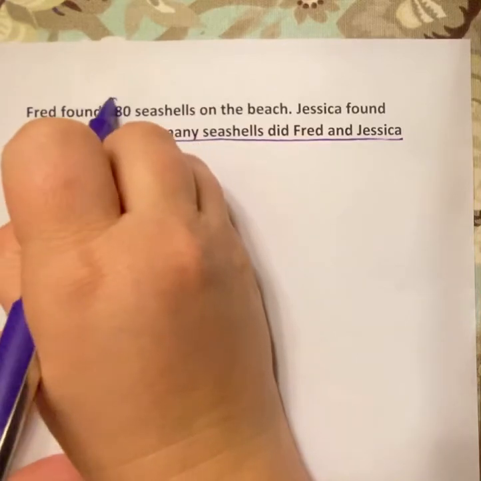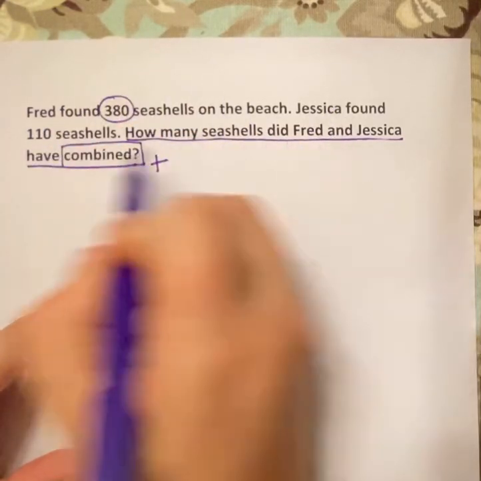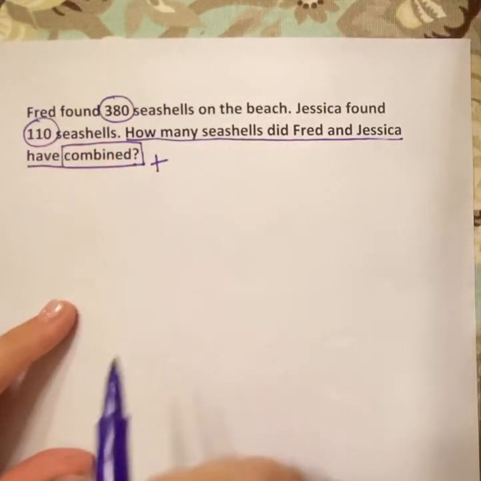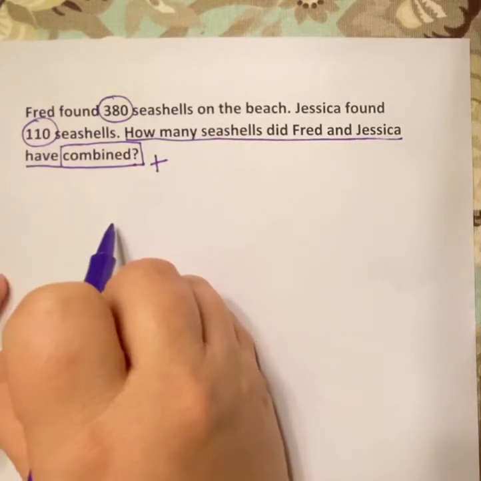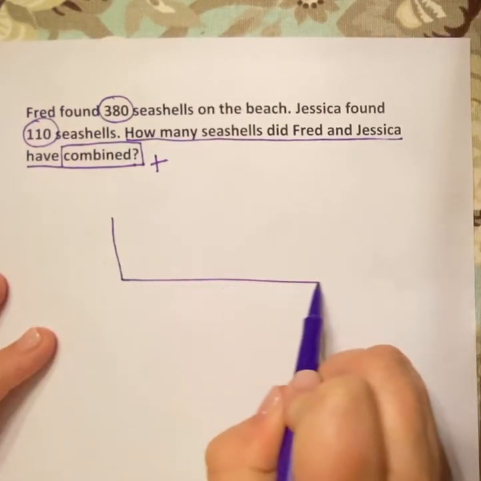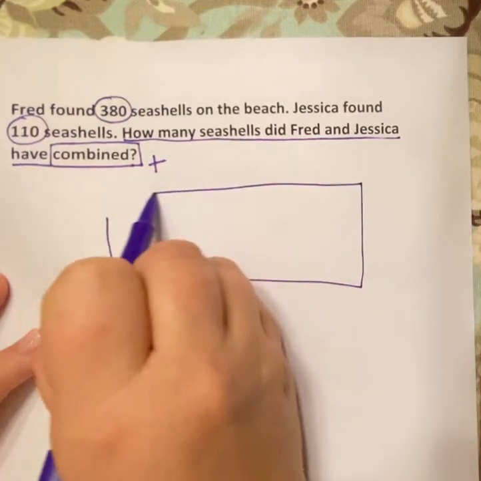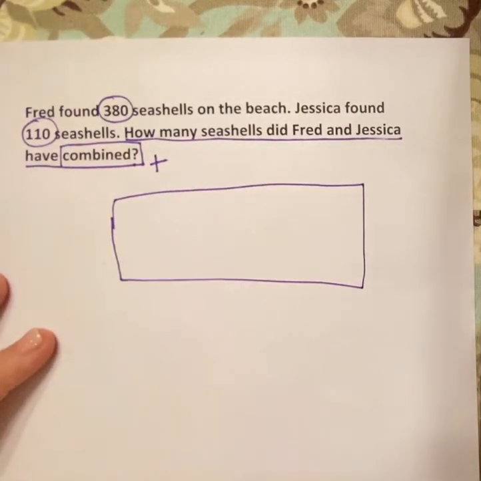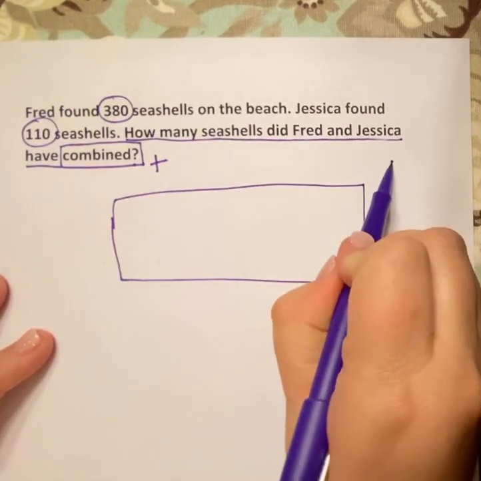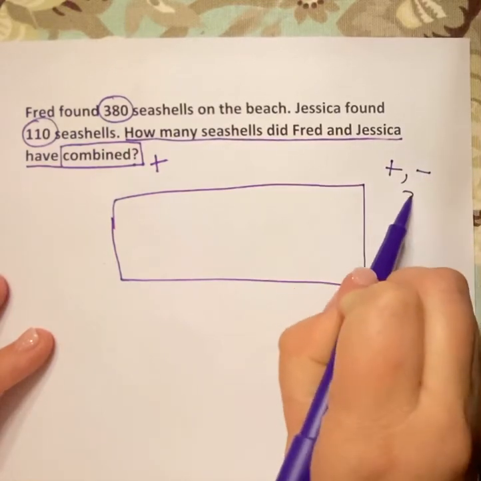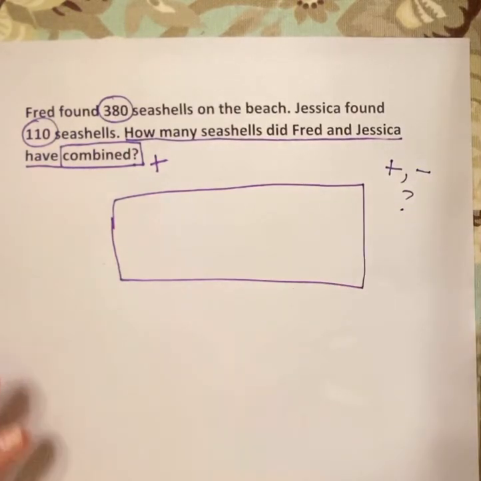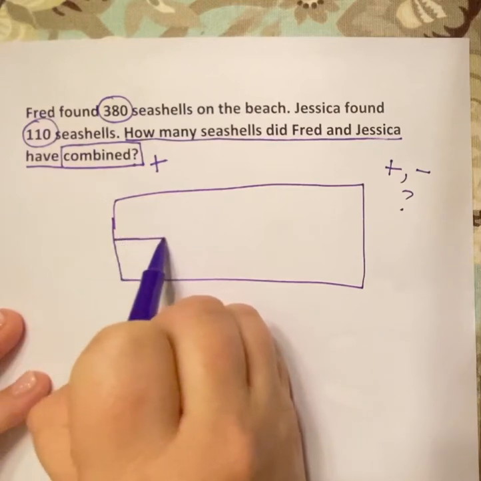So I see Fred has 380. I see Jessica has 110. Since we've already learned a strip diagram, I'm just going to pretend I don't know if I'm adding or subtracting, because that's step one. You have to identify, am I adding or am I subtracting? Okay, we don't know. So you want to organize your thinking.